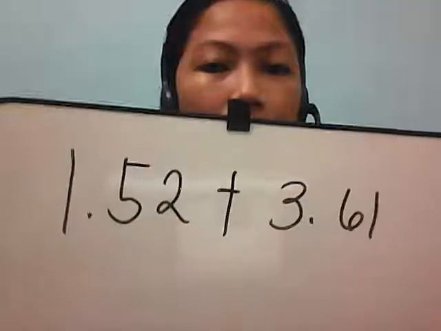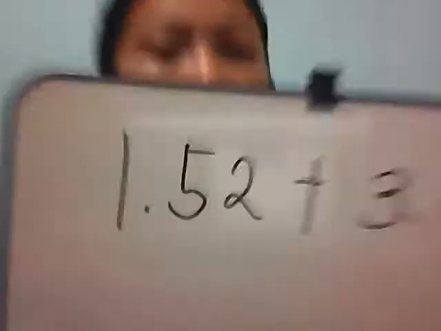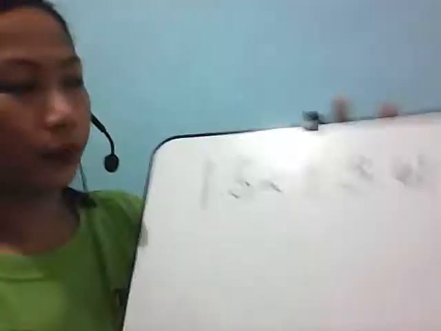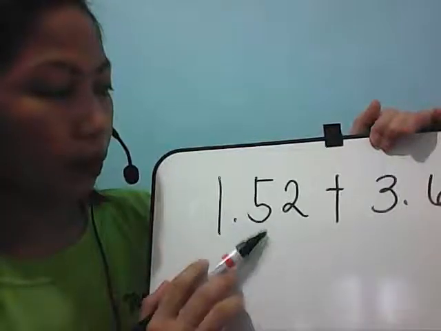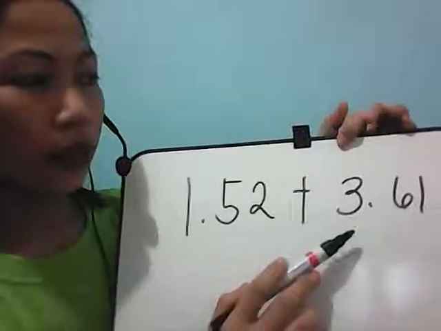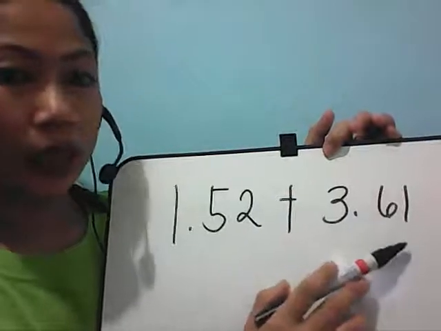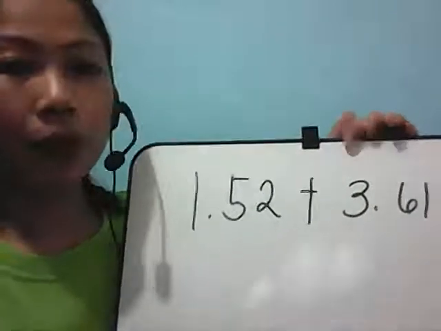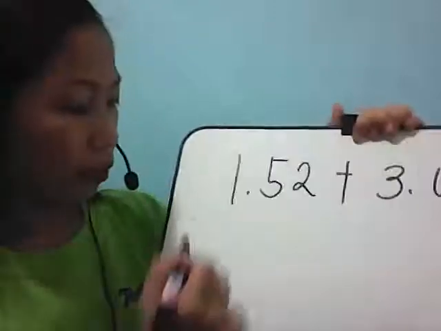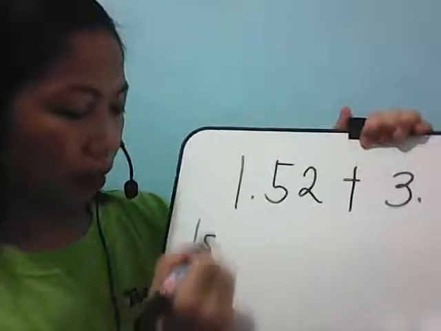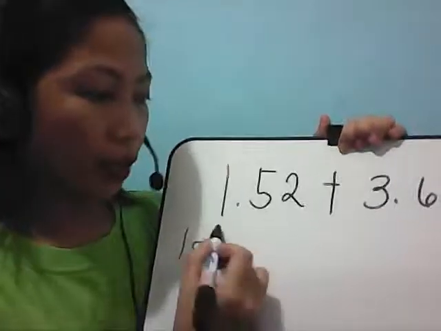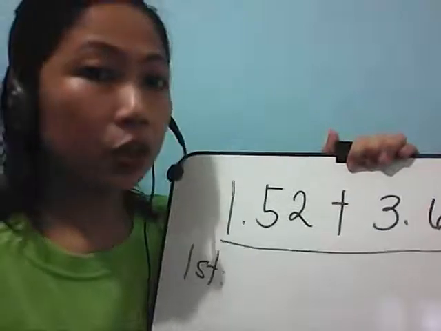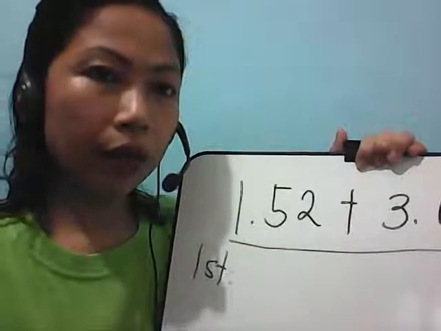All right, so we have here an example of decimals. So we have 1.52 plus 3.61. All right, now what are we going to do first? First we have to arrange these numbers into columns. How are we going to do that?